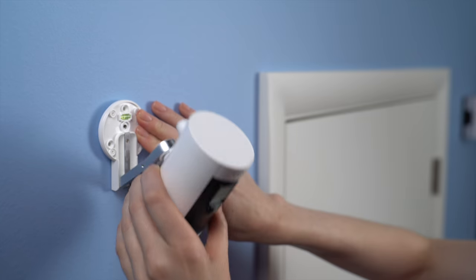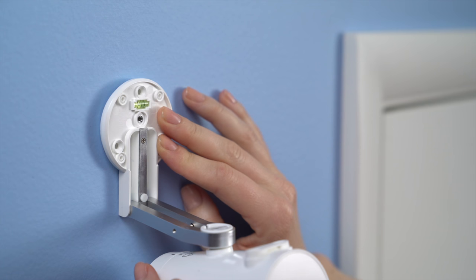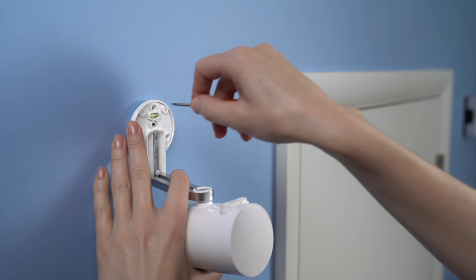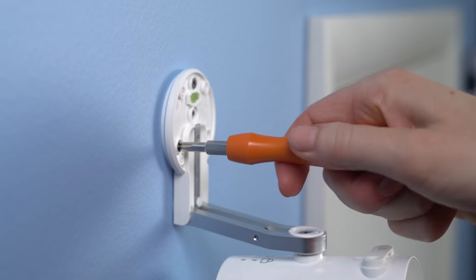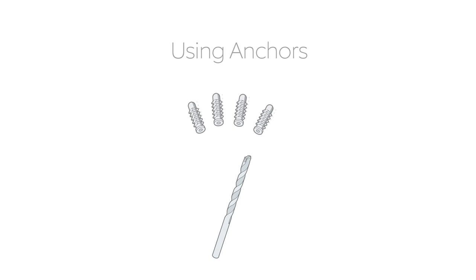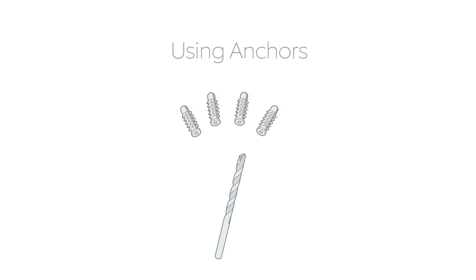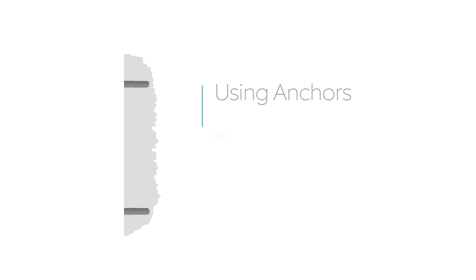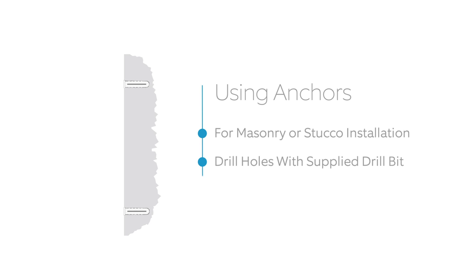You can use the bubble level to ensure the base is straight. Next, drive the three mounting screws. If you're mounting your stick-up cam on a brick or masonry surface, use the included drill bit to pre-drill the holes and push the included wall anchors into the holes before mounting.